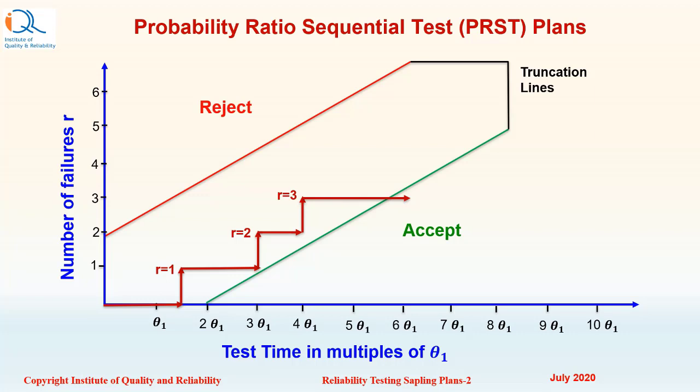At time equal to 6 times theta 1, the line crosses the accept line and now it is below the accept line, that is the green line. Therefore, the equipment will be accepted at this point of time. So the total test time here will be 6 times theta 1.